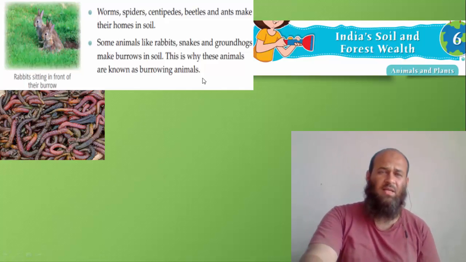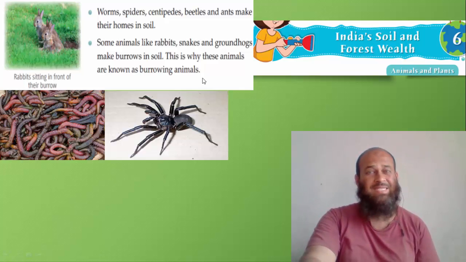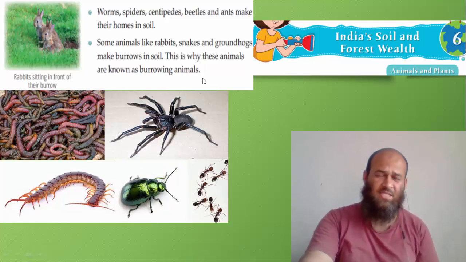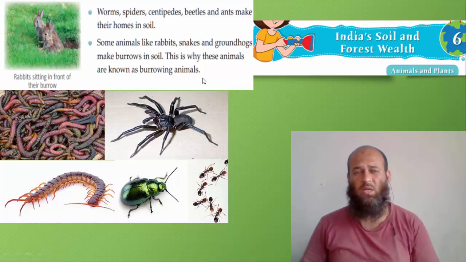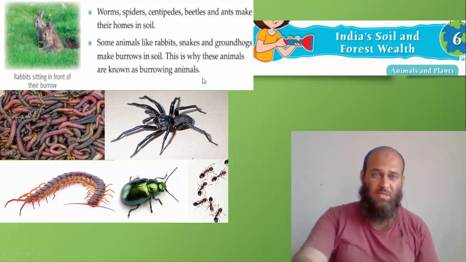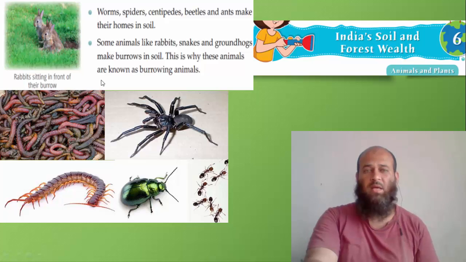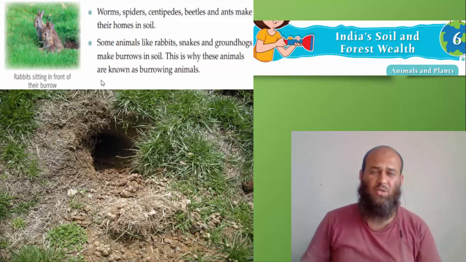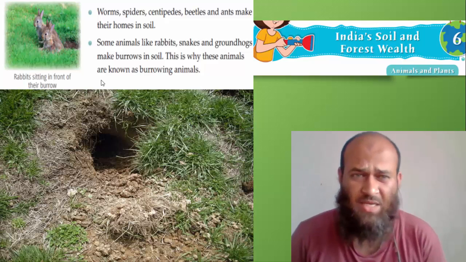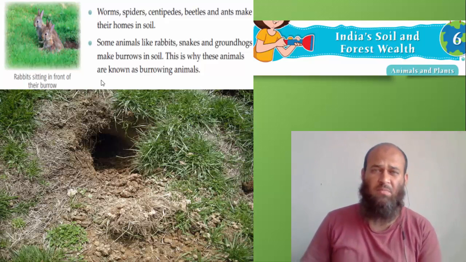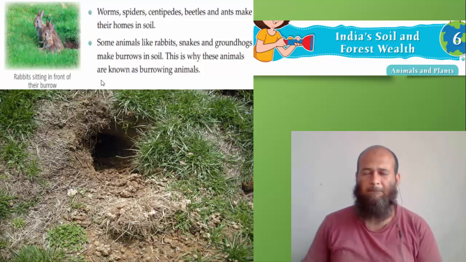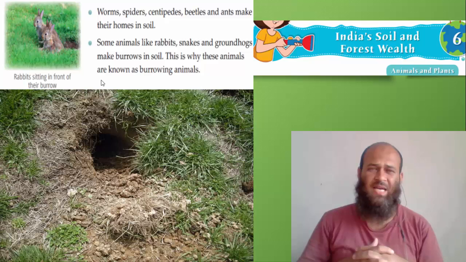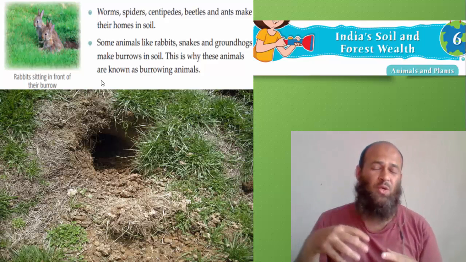Worms, spiders, centipedes, beetles, and ants make their homes in soil. Some animals like rabbits, snakes, and groundhogs make burrows in soil. This is why these animals are known as burrowing animals. Burrowing means they dig a hole and then they live inside the soil.